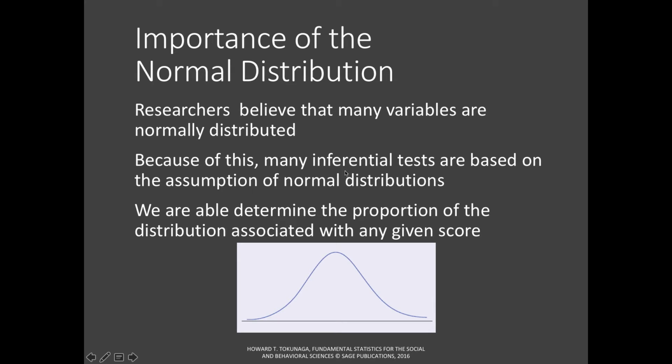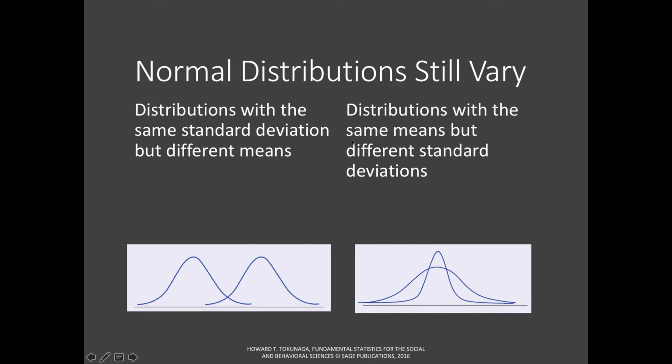So a lot of the inferential tests, like the independent and paired t-test we'll be talking about next week, the chi-square, which is the week after that, the ANOVA, which is the week after that, and everything else will assume that we're using this normal distribution. And from this, we're able to determine the proportion of the distribution associated with any score.